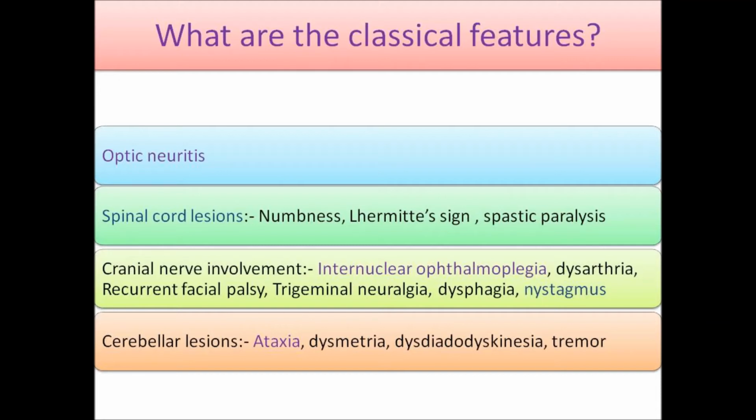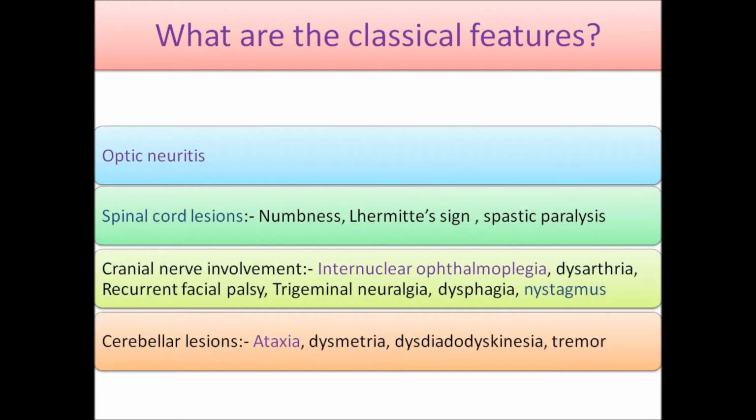Third, we have a brainstem involvement. This is called a brainstem syndrome, in which the patient will present with multiple cranial nerve problems, such as internuclear ophthalmoplegia, which I will discuss in the next slide, dysarthria, recurrent facial palsy, trigeminal neuralgia, dysphagia, nystagmus, and diplopia.